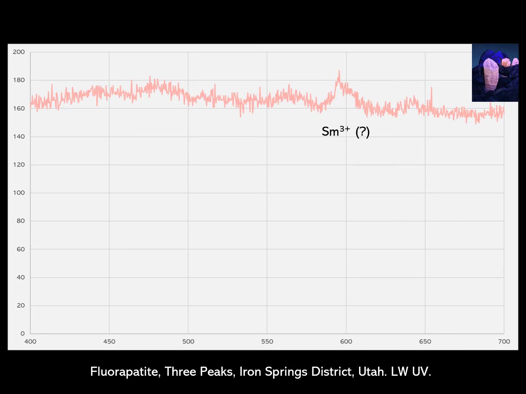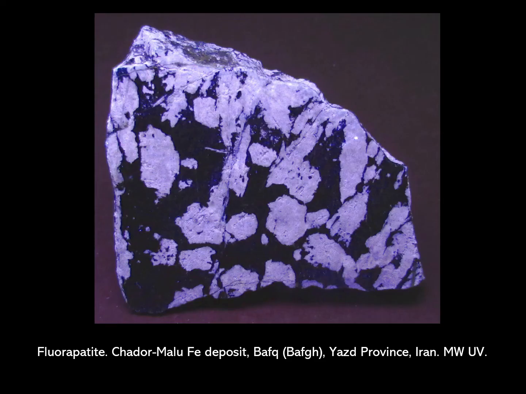So this image is our spectra from the fluorescence emission of this particular apatite from Three Peaks. As you can see, we couldn't get a lot of data off of this crystal. The emission was really low when we tried to get a spectra of it, but given where that peak placement is, it could potentially be samarium 3+. Another example of an IOA apatite is this one from Bach in Iran.